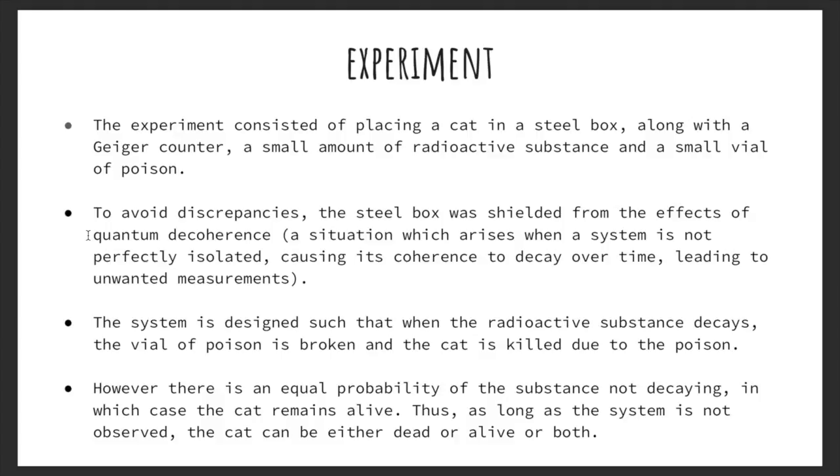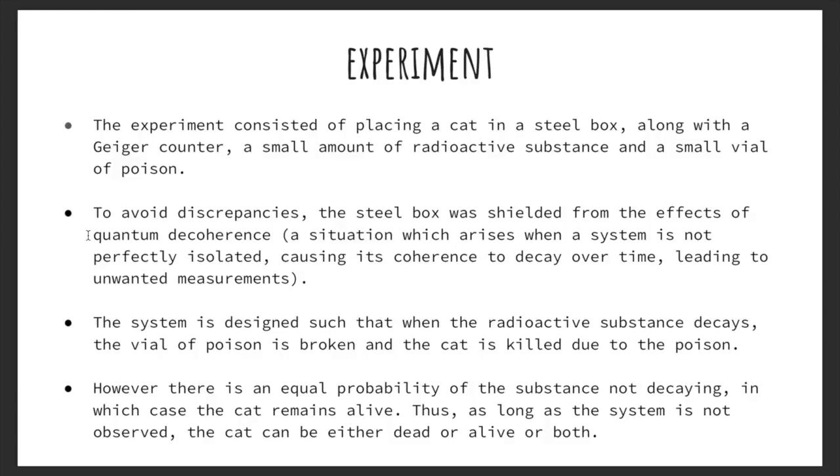So, the experiment consisted of placing a cat in a steel box along with a Geiger counter, a small amount of radioactive substance, and a small vial of poison. To avoid discrepancies, the steel box was shielded from the effects of quantum decoherence, a situation which arises when a system is not perfectly isolated, causing its coherence to decay over time, leading to unwanted measurements.